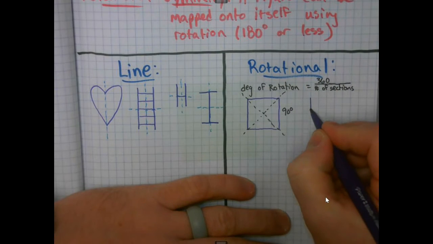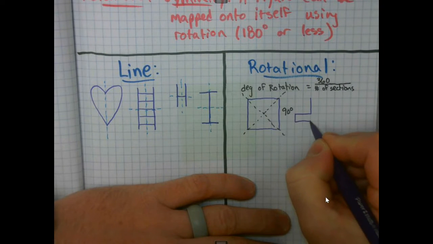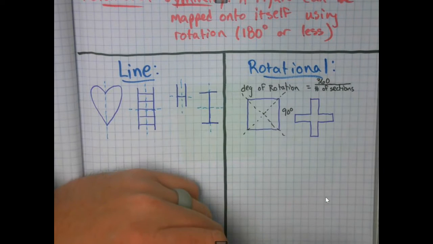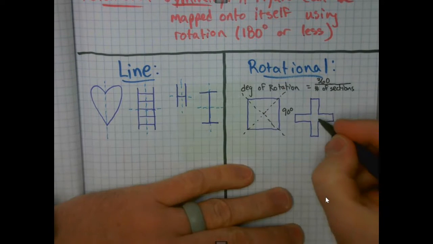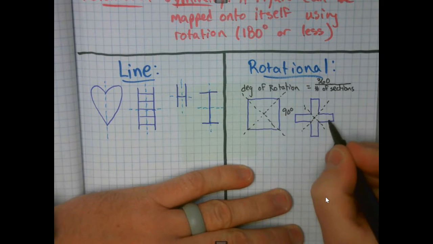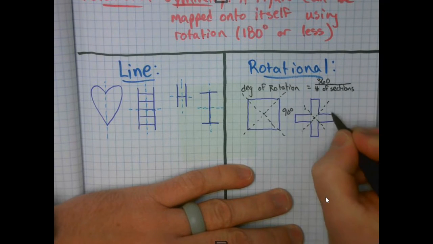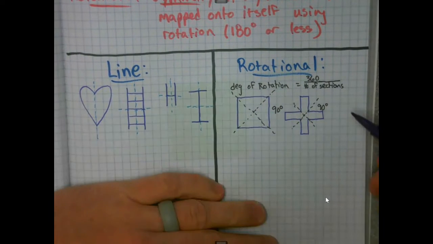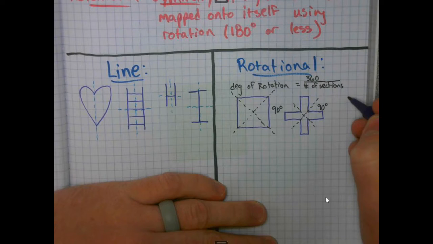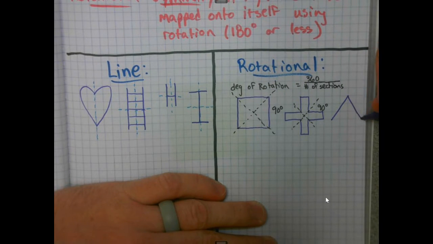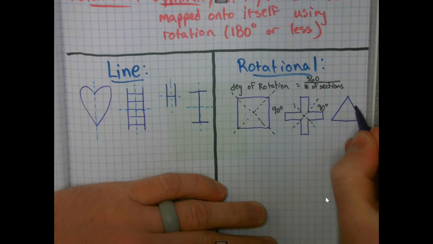A plus sign. If I start in the middle, there's one section, two sections, 3 and 4 sections. So this has 4 identical sections. So it's 360 divided by 4, so it's also 90 degrees of rotation. We could look at an equilateral triangle. Kind of running out of room here. So let's say all sides are the same.